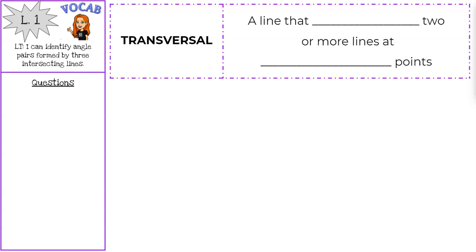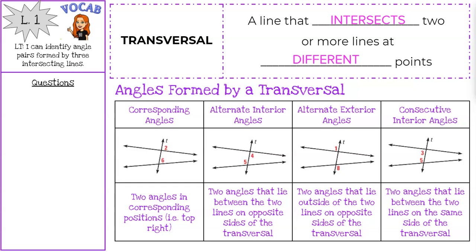A transversal is a line that intersects 2 or more lines at different points. If you did the intro activity for Unit 3, you would have learned about transversals and our different angle pairs that are formed by a transversal. These are going to be very important throughout this whole unit, so make sure you understand these.